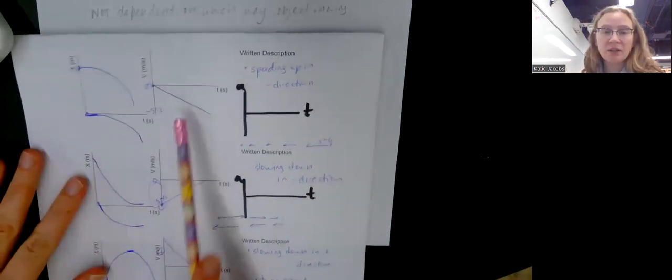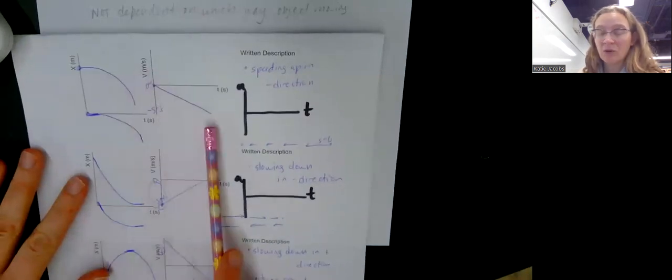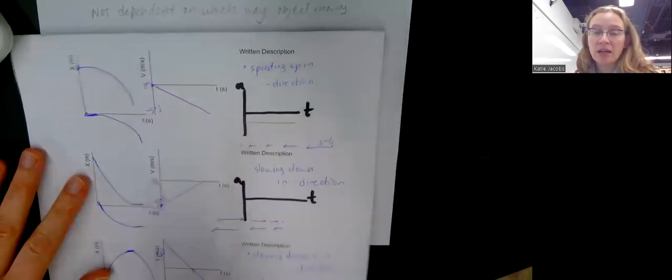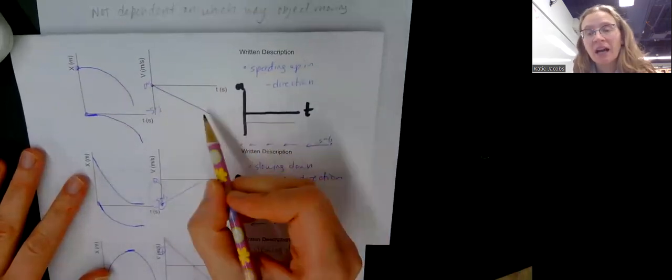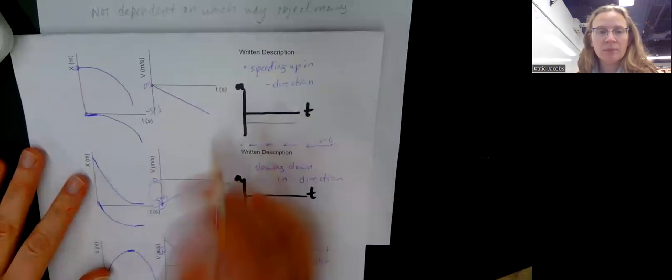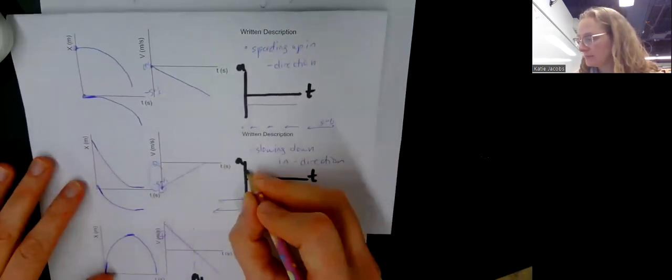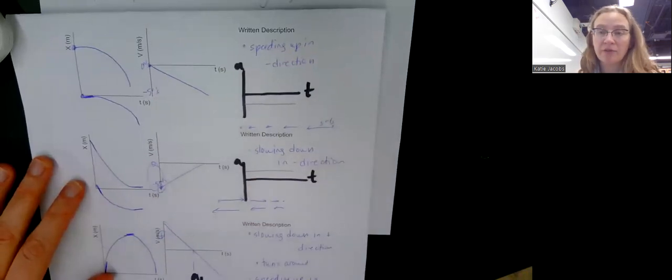And I say, what is this slope? This line has a negative slope. So the acceleration is negative. It's below the x-axis, but it's constant. It's a constant negative slope. This line has a positive slope. So the acceleration is positive.